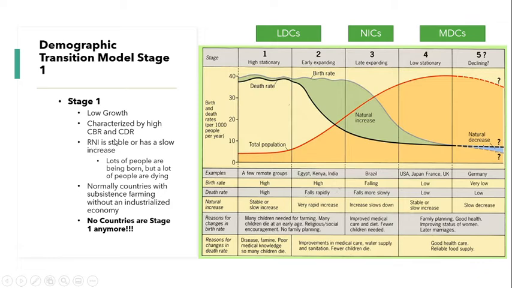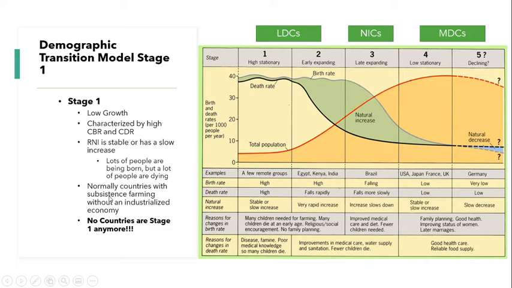Rate of natural increase is stable, or has a slow increase, because their crude death rate and their crude birth rate are more or less even. There might be a few more births than deaths. That's why we would say it could have a slow increase. So lots of people are being born, but a lot of people are dying. Notice that crude death rate runs right below the crude birth rate.